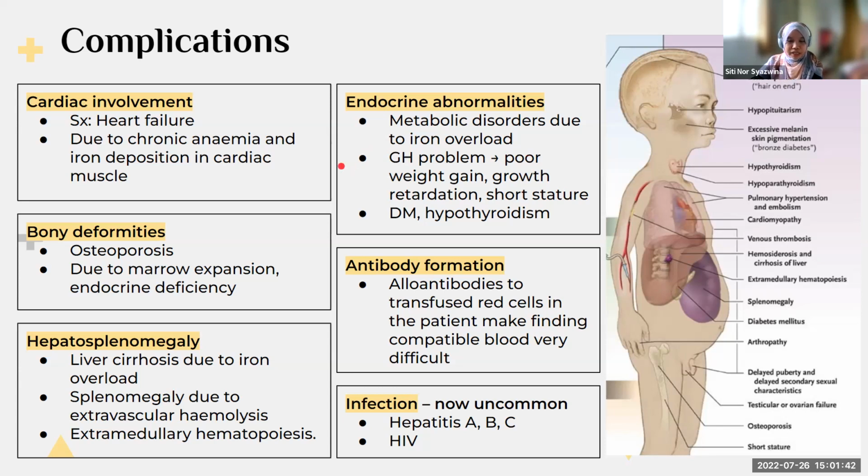The next is the antibody formation. So the autoantibodies to the transfused red cells in the patient make finding compatible blood very difficult. Lastly, infection from the blood transfusions. Although now it is uncommon because of the infectious screenings, patients may have a little risk to develop blood-borne infections. So these are the common complications, and others you can read here.